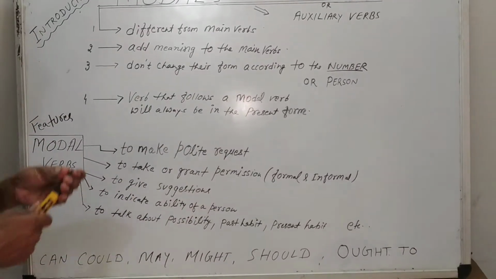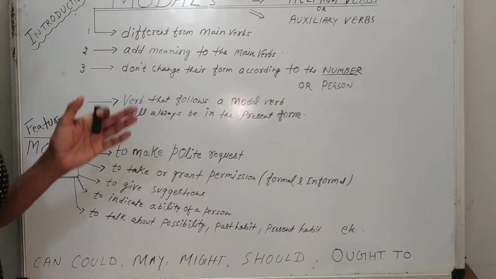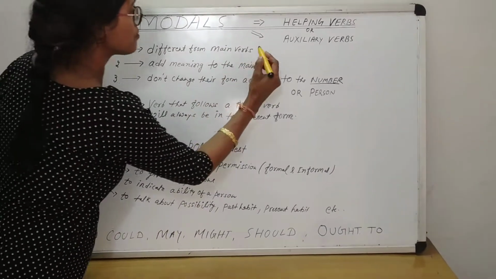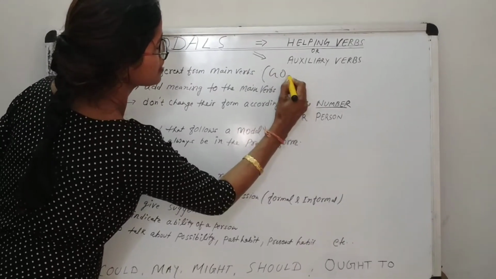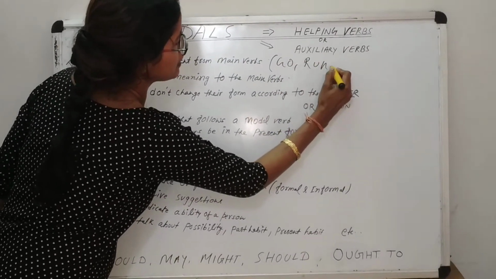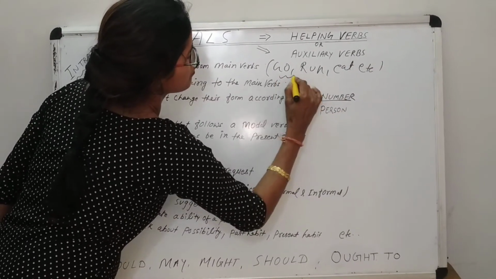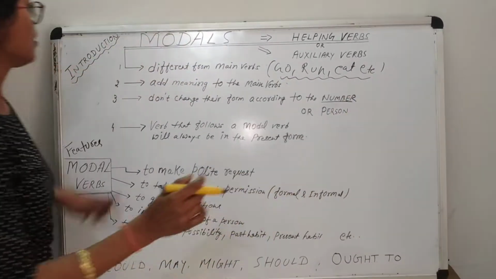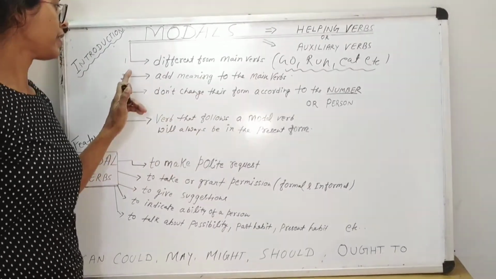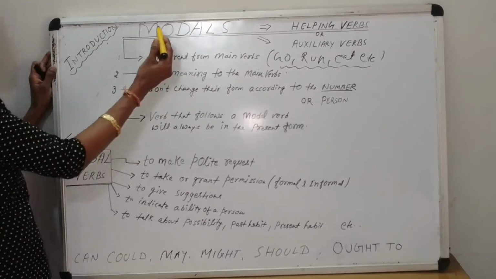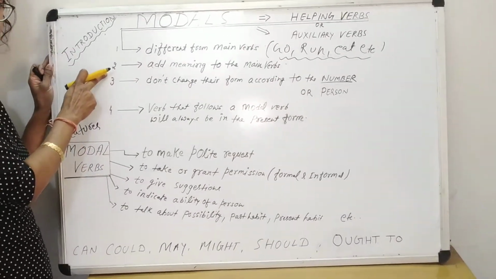You remember children, in my last video, I taught you about main verbs. So what can be main verbs? Verbs can be go, run, eat, etc. So these are main verbs. A modal verb is very different from a main verb. Second point, a modal verb always adds meaning to the main verb. So the second point I'll discuss later.